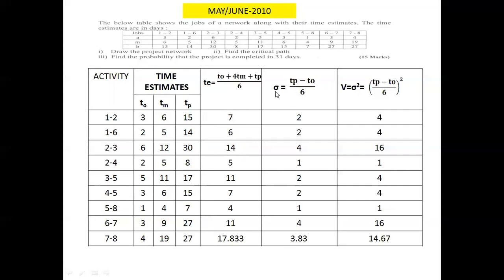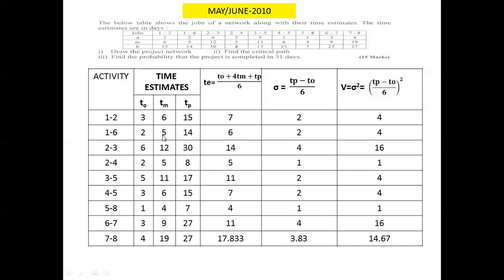Then the standard deviation, that is TP minus TO divided by 6, is calculated for each activity using this equation. Here TP is 15 and TO is 3, so 15 minus 3 is 12, and 12 divided by 6 is 2.